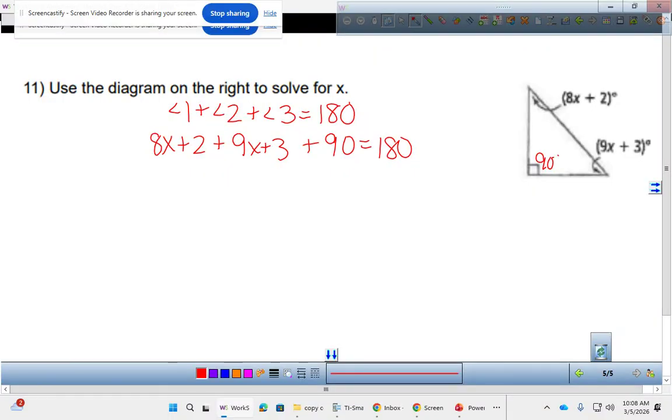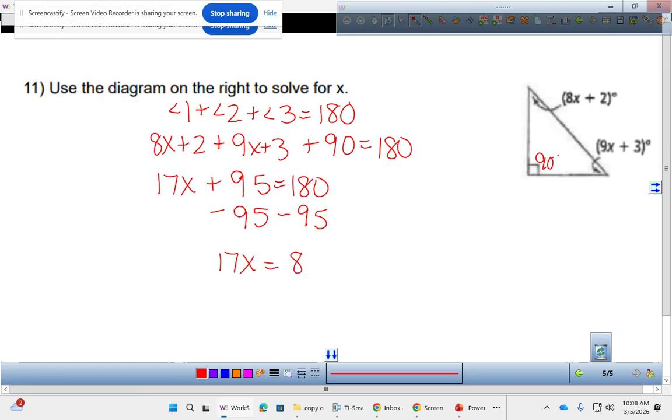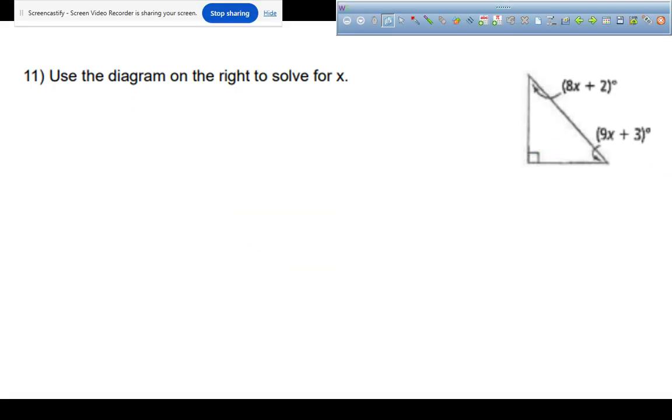So I'm doing angle 1 plus angle 2 plus angle 3, which is 90, equals 180. So 8x plus 9x is 17x. And then 2 plus 3 plus 90 is 95. And now I'm just going to combine like terms on opposite sides, and divide out this 17. So my answer for this problem would be x equals 5. Sometimes it might ask you to find another angle, but in this case it just says solve for x.